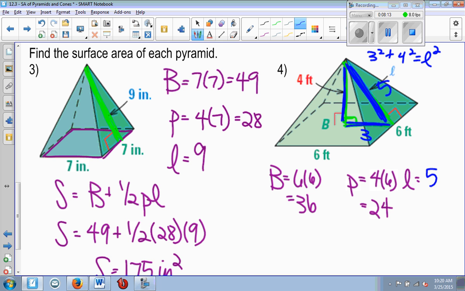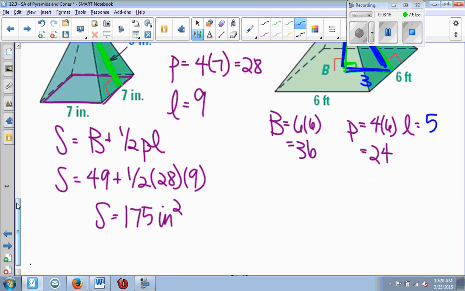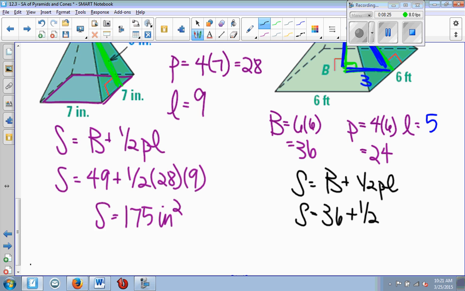Once I've identified all of those pieces, all I have to do is plug them into the formula correctly. B plus 1/2 PL. So, got a little multiplication to do, and I'm going to end up with a surface area of 96, and it would be in feet squared because we're talking about an area.